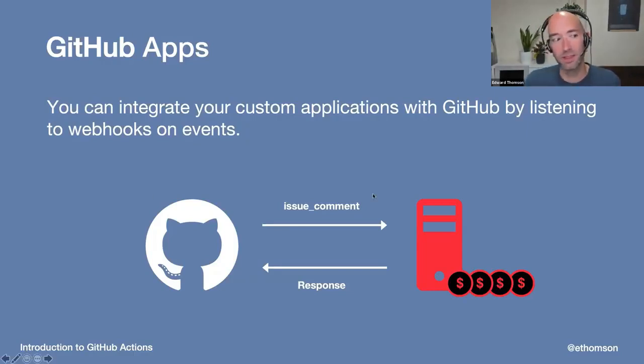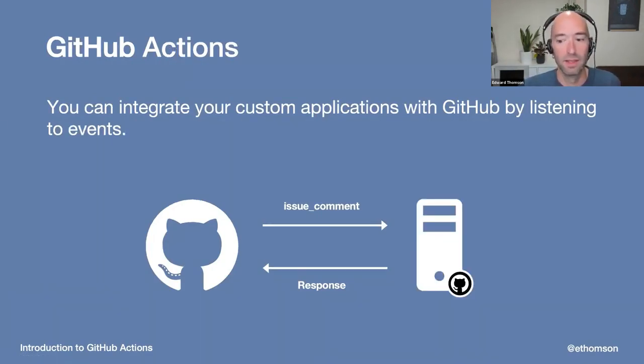So that was really the first thing that we set out to fix, for lack of a better term, with GitHub Actions. We wanted to give you the power of GitHub Apps so that you could build custom tooling on top of the GitHub platform, but we wanted to do it in a way that we took care of the infrastructure. And so that's really what GitHub Actions are.